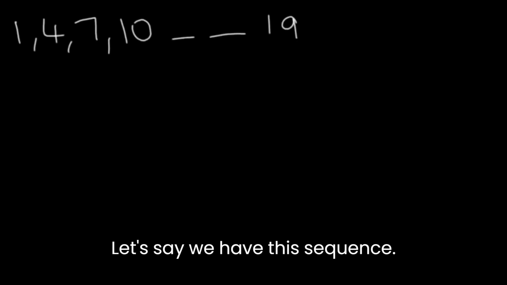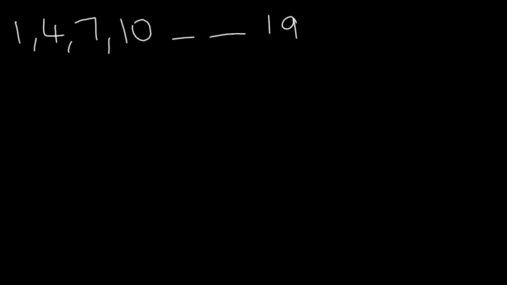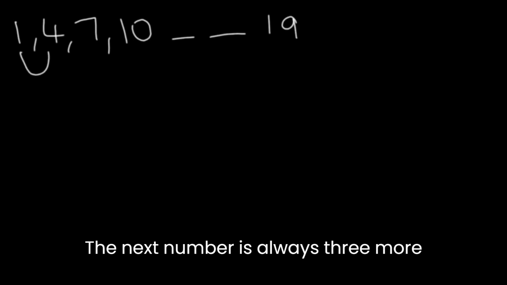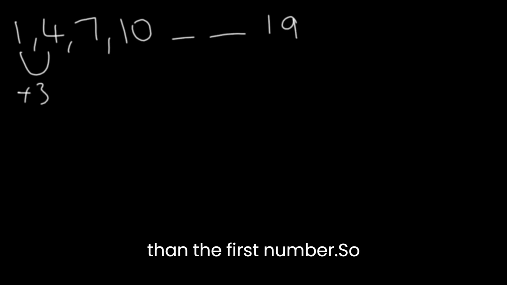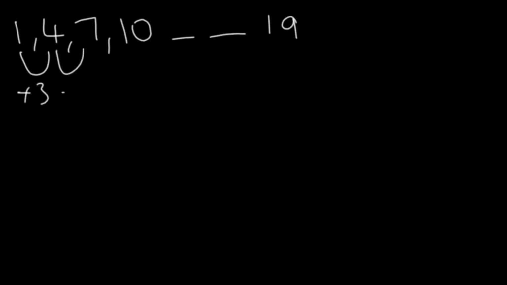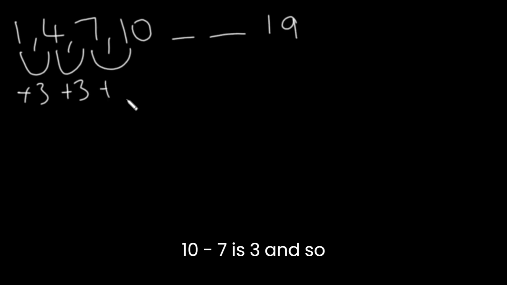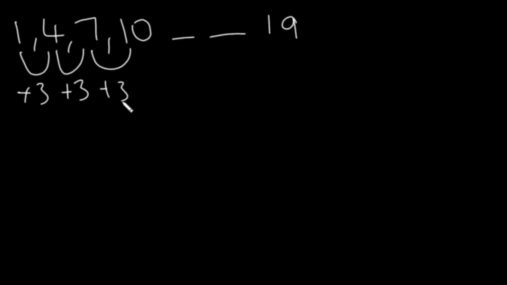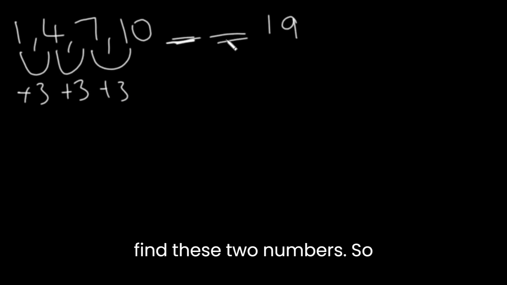Let's look at arithmetic sequences. Let's say we have this sequence. Now, we can notice a pattern. The next number is always 3 more than the first number. So, 7 minus 4 is 3, 10 minus 7 is 3, and so on. By using this logic, we can find these two numbers.